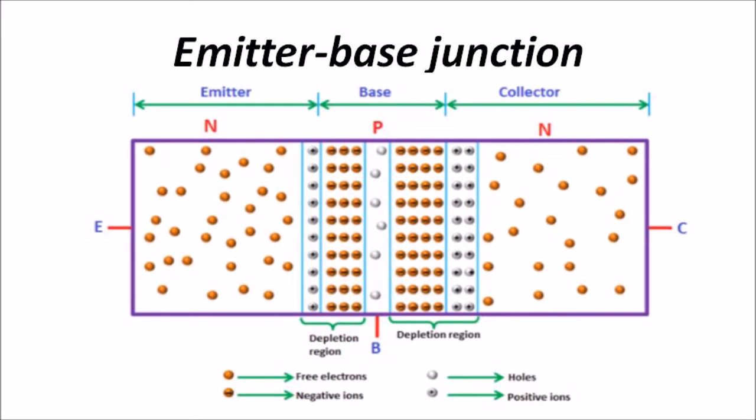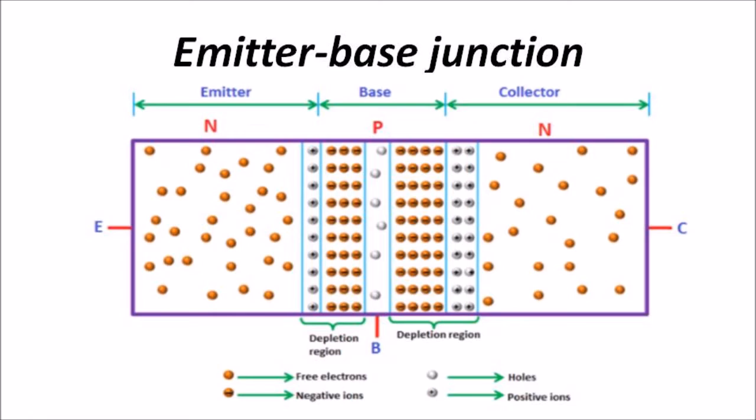Let us assume that at the left side N region, that is the emitter region, each atom has 3 free electrons, and at the P region, each atom has 1 hole. During the diffusion process, the free electrons move from the emitter to the base. Similarly, the holes move from the base to the emitter. At the emitter-base junction, when the N region emitter atom meets the P region base atoms, each N region atom donates 3 free electrons to the 3 P region atoms.